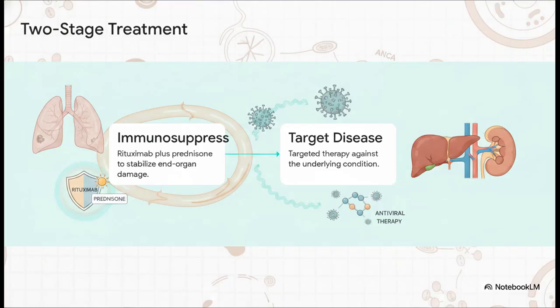When it comes to treatment, it is strictly sequential. If there's severe end organ damage, like a rapidly worsening glomerulonephritis, you have to stabilize that immediately with immunosuppressants, typically rituximab plus prednisone. You only initiate antiviral therapy for the underlying trigger, like HCV, after the vasculitis is fully stabilized.